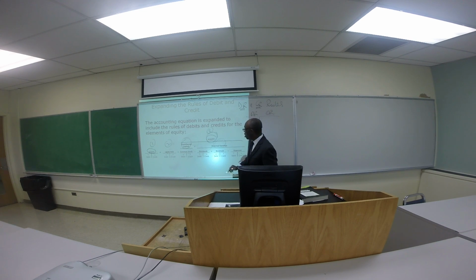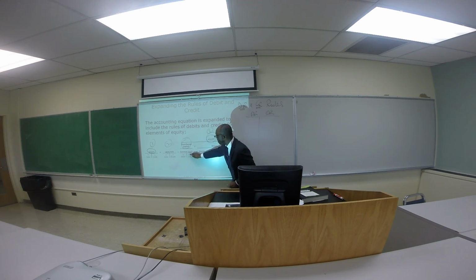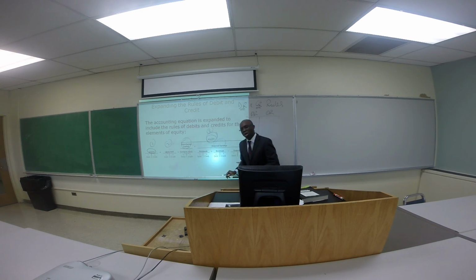Under contributed capital, we have an account called common stock. The debit and credit rule says that anytime there is an increase in common stock, we credit. Anytime there is a decrease, we debit. As you can see, that is consistent. The debit and credit rules of liabilities and common stock are the same. Now, let's take a look at retained earnings.